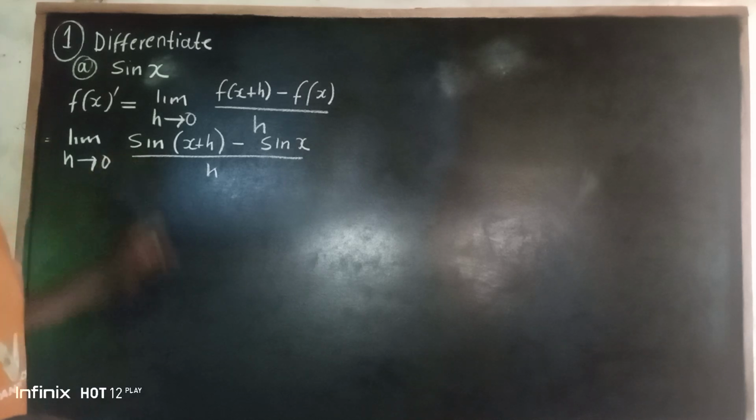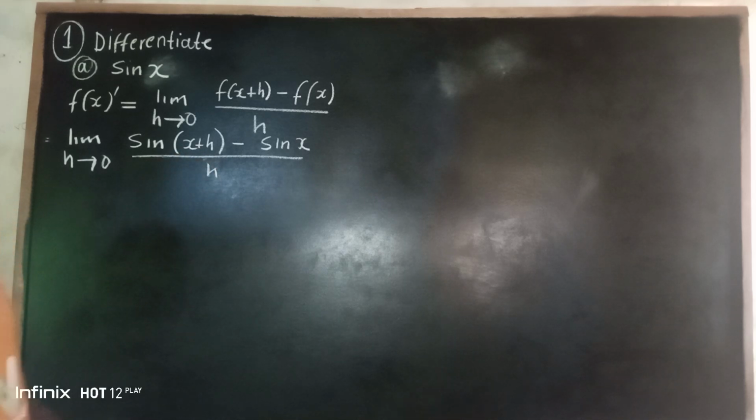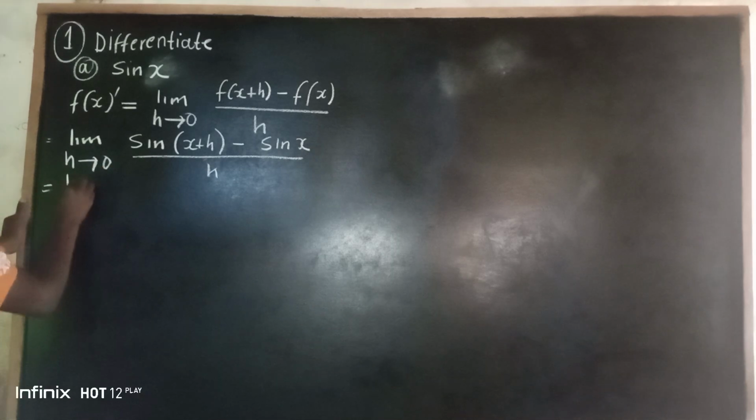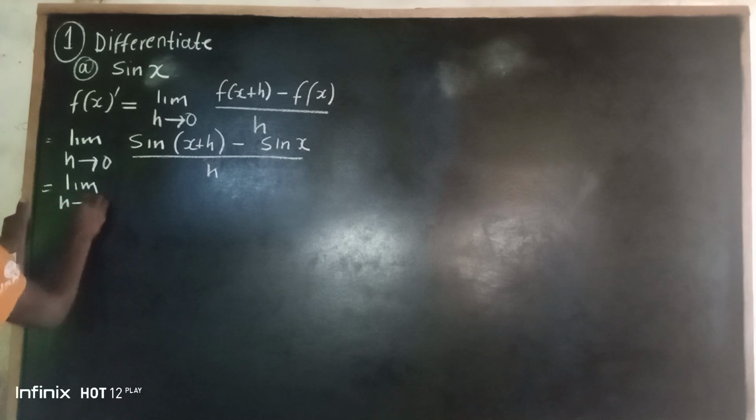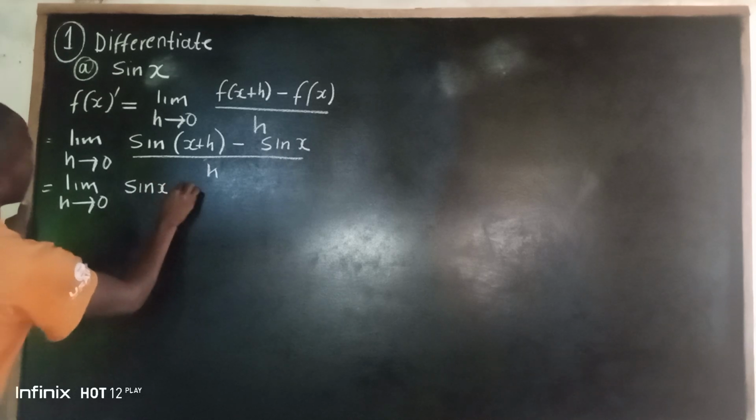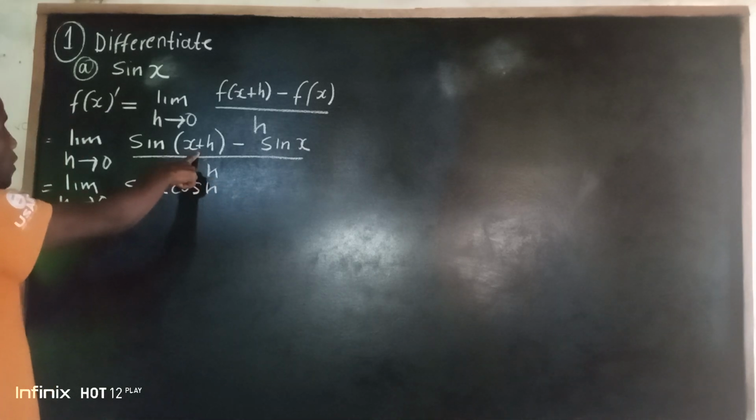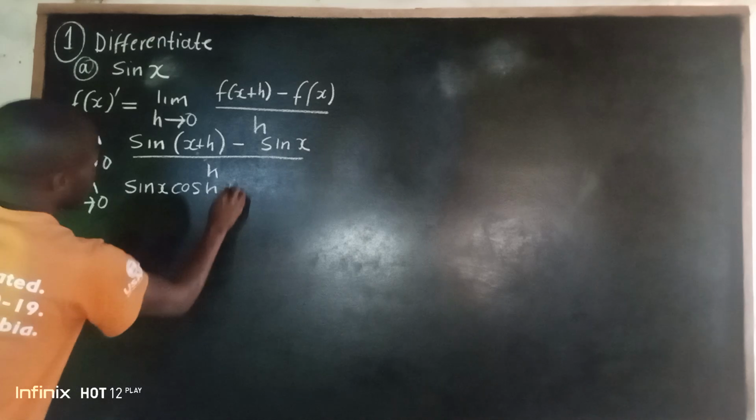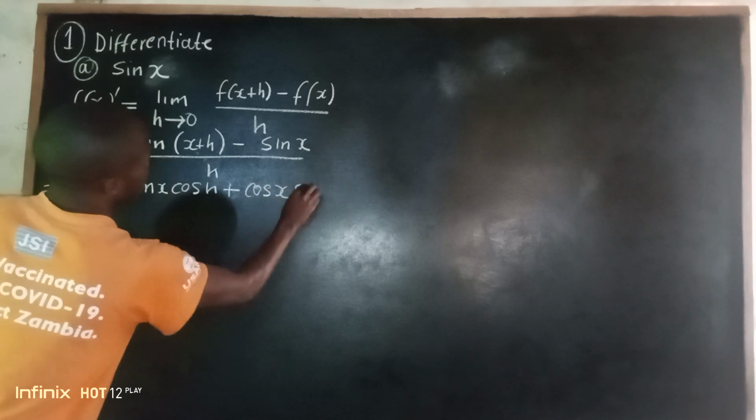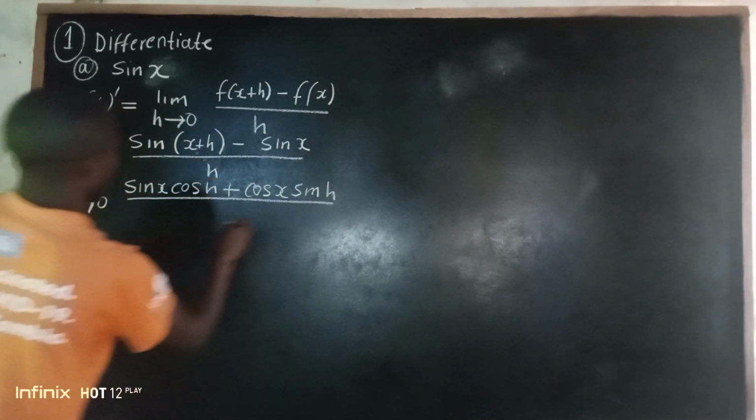Now that we have substituted, I'm sure you can remember the addition formulas. We are going to expand this according to those addition formulas. So limit as h approaches 0 of sine x cos h, and the operating sign is positive, so we maintain plus, then cos x sine h, over h.